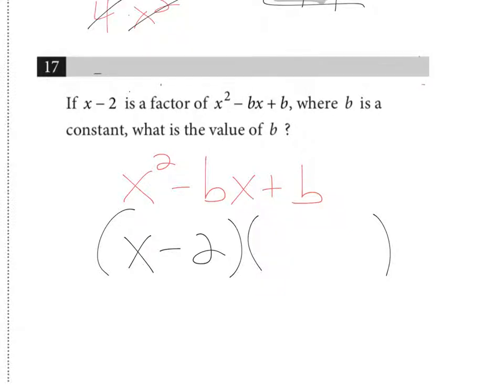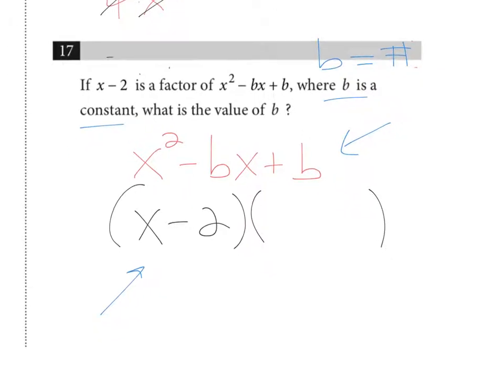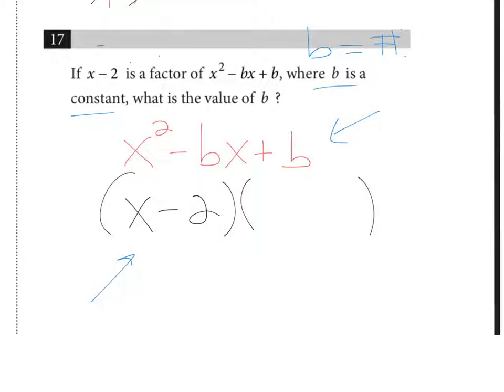Problem 17. If x minus 2 is a factor of x squared minus bx plus b. So if I were to factor x squared minus bx plus b, x minus 2 would be one of the factors. b is a constant, meaning b is just a number. What is the value of b? For certain questions, there are mathematical approaches to it, and then there are also what I like to call intuitive approaches to it. See, I need to factor an expression, and whatever this b is, whatever number that is, that same number, only negative, has to be there.